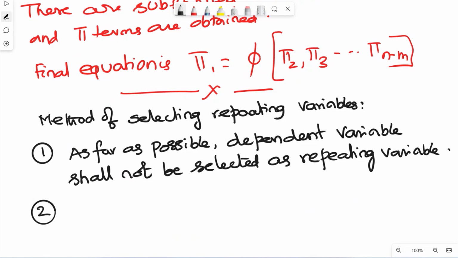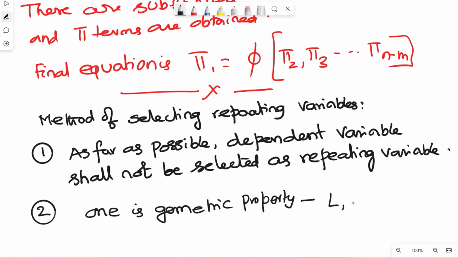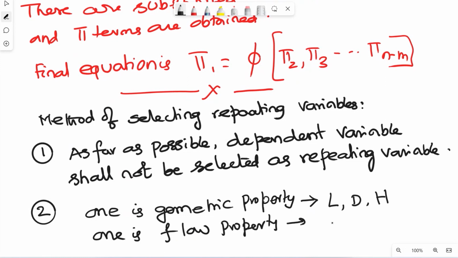Second thing is the repeating variable should be such that one is basically what you call a geometric property. Geometric property means what? You can take length, diameter, or height. So one of these can be taken as one repeating variable, and one is a flow property. Flow property means what? Velocity, you can take it. Acceleration, you can take it. So this is the second point.